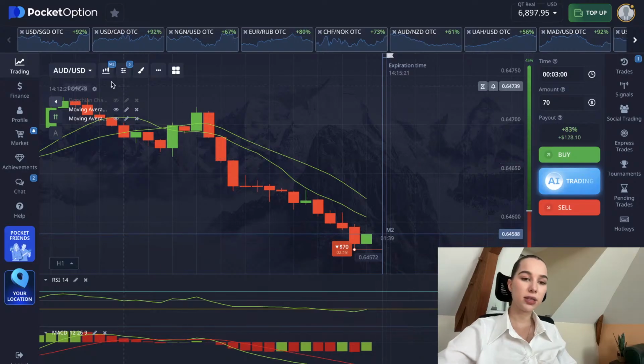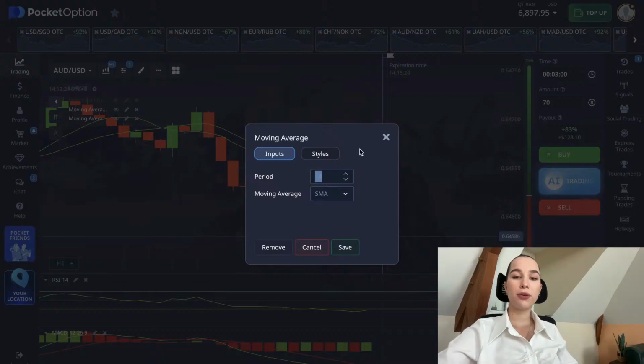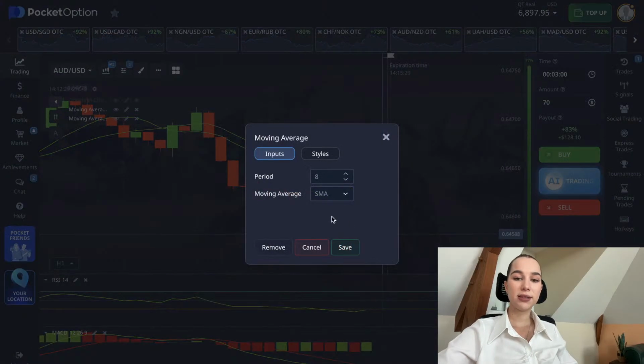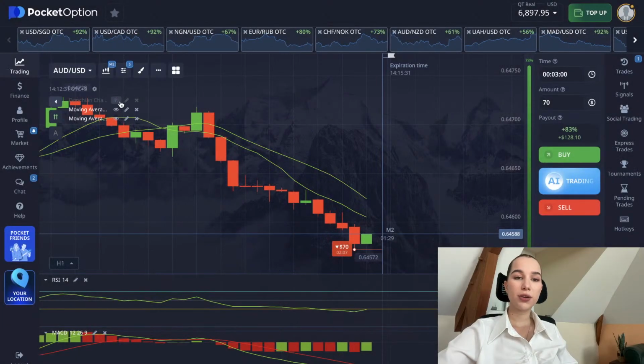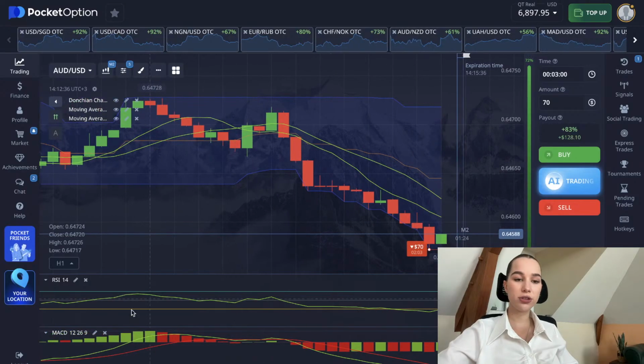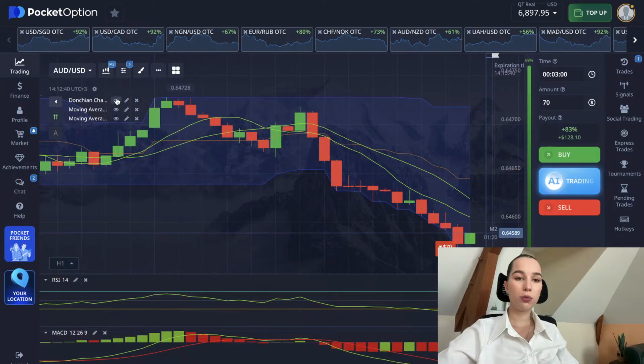Tell me your settings. I have two moving averages. The one of them with period 14 is an SMA. The second one with period 8 is also an SMA. Also here I have Donchian channels, but I just closed it to show you more of the moving averages. Then RSI and MACD. So I explained to you guys already about the moving averages, right?